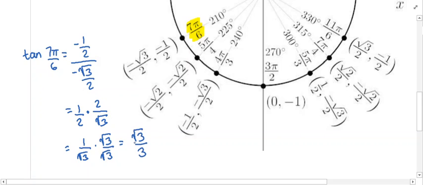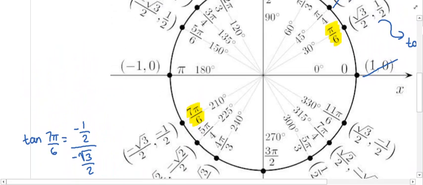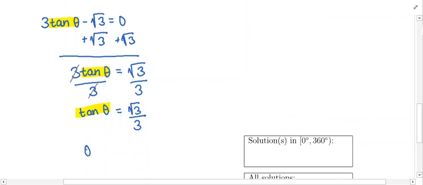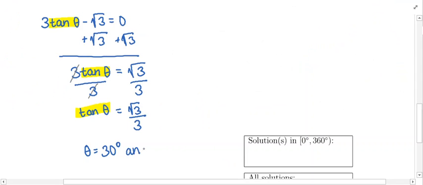So we've got our two angles within one revolution of the unit circle. Remember, the angles are pi over 6 and 7 pi over 6, but we're working in degrees here. So it's going to be 30 degrees and 210. I'm going to go ahead and write these down. So theta is going to be 30 degrees and 210 degrees. These are my two solutions within this one revolution of the unit circle. So 30 degrees and 210 degrees.